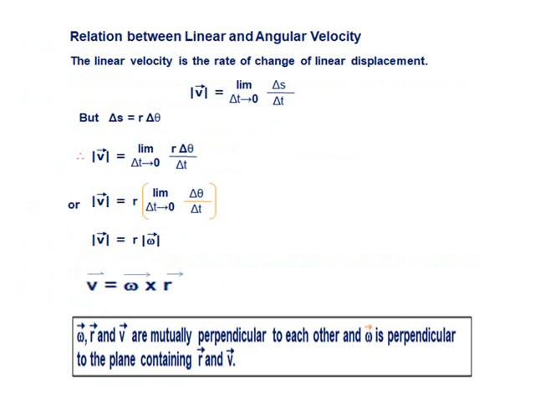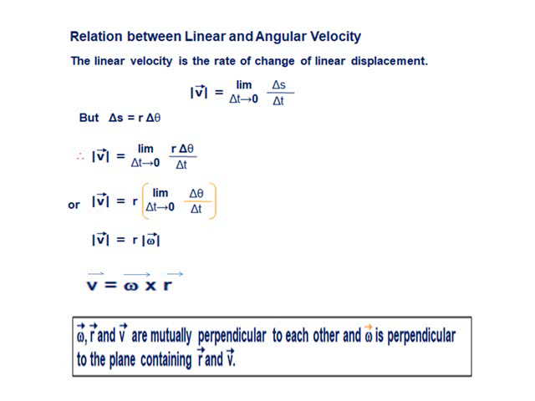Now, relation between linear velocity and angular velocity. The linear velocity, you know that it is the rate of change of linear displacement. Meaning v will be equal to delta s by delta t, limit delta t tends to 0. And you know that the linear displacement delta s is equal to r into delta theta. So by putting this value, you get v is equal to r omega in terms of magnitudes.